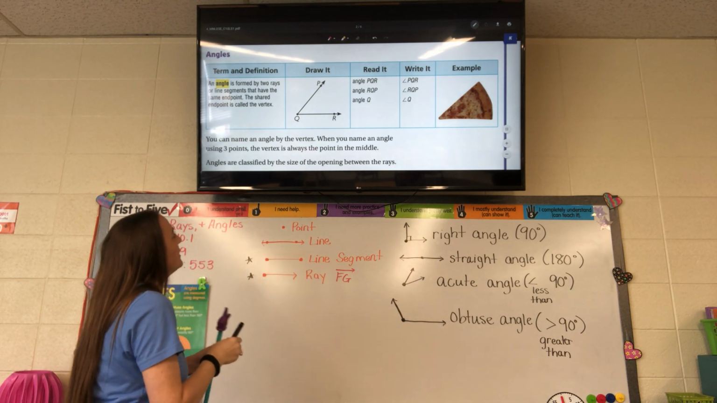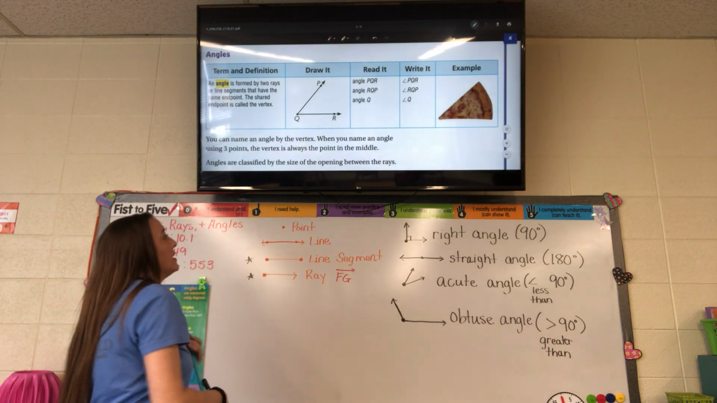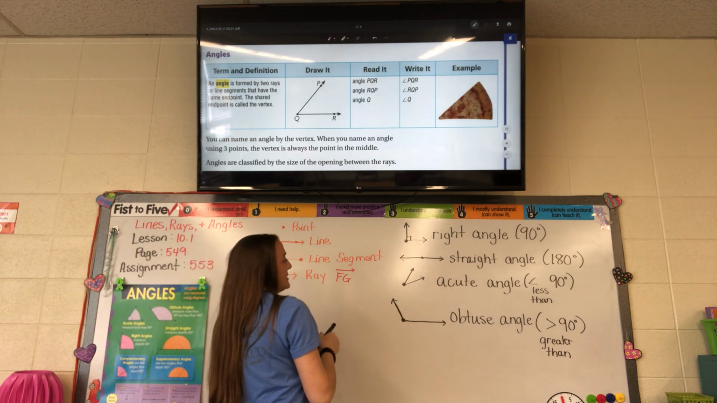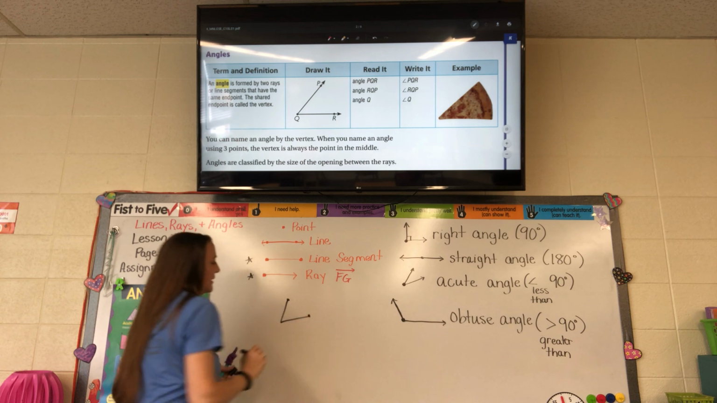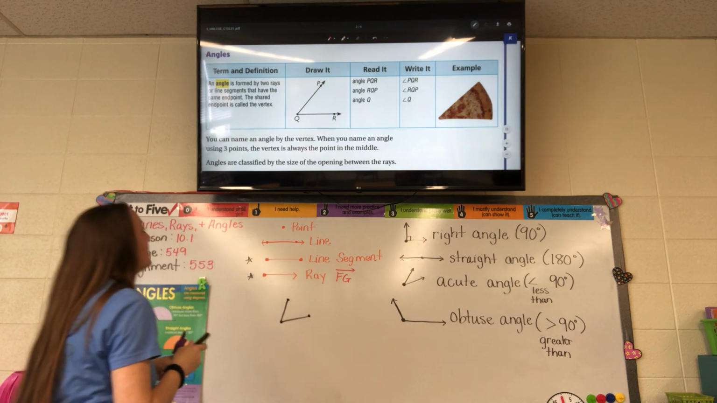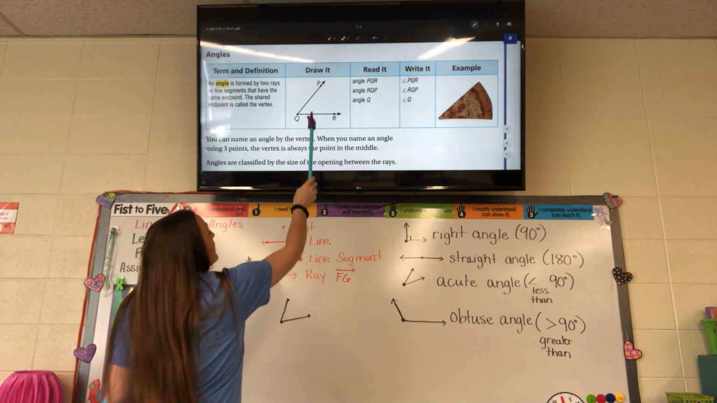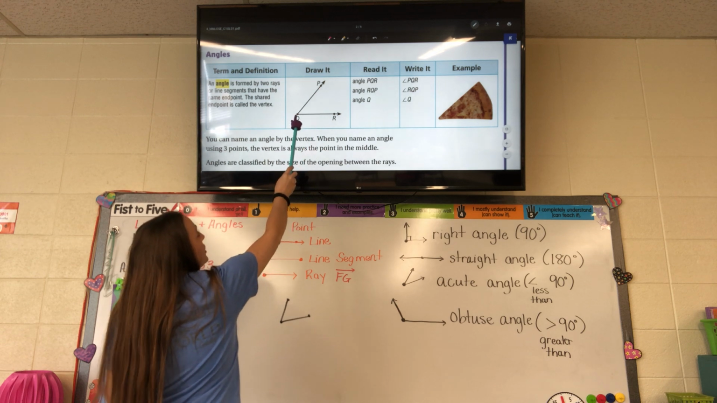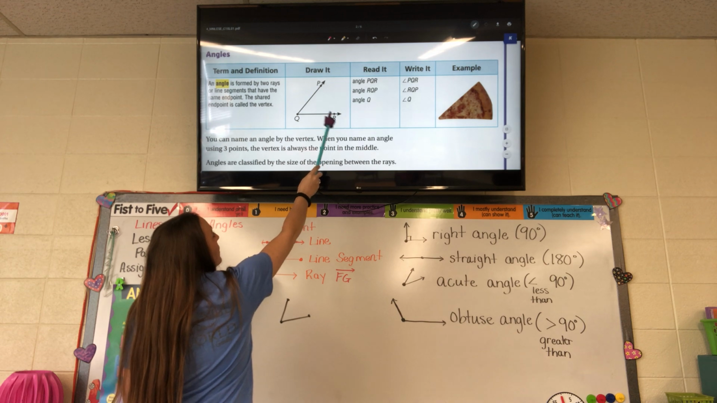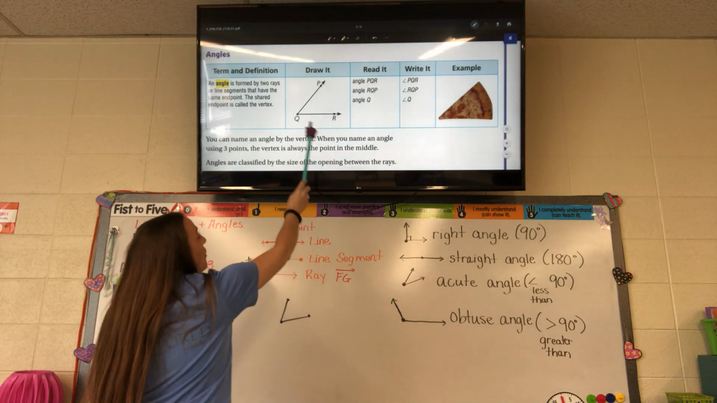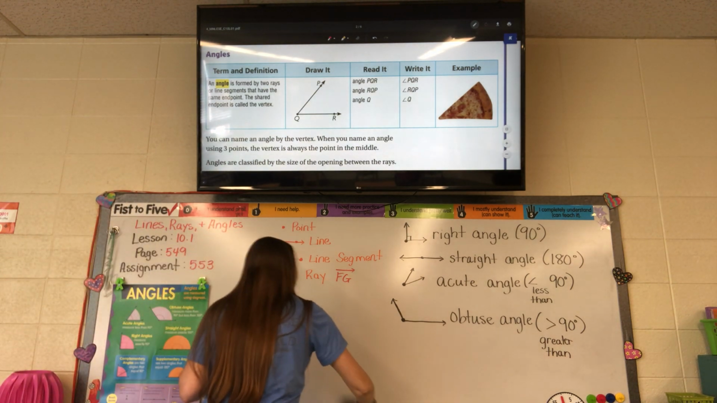The example they gave is an angle that's formed by two rays, but they can also be formed by two line segments. So similar to this, with the vertex in the middle. So this angle could be named PQR or RQP or just angle Q. So that's how we name angles.